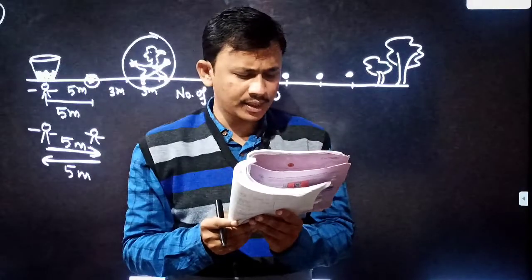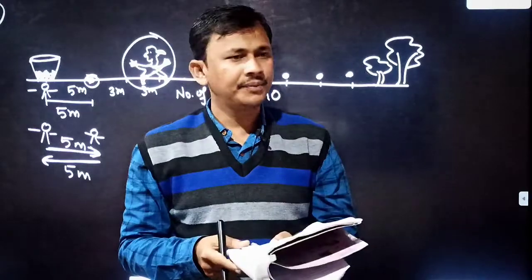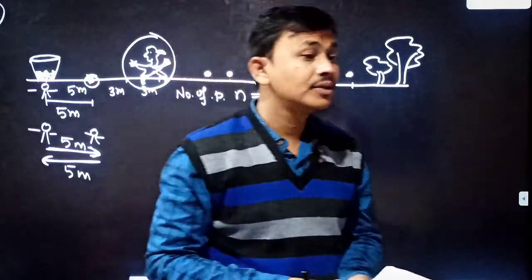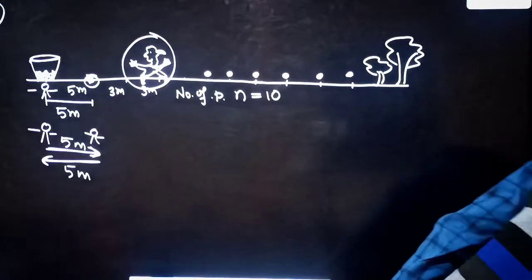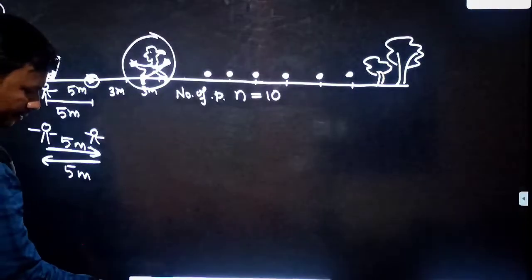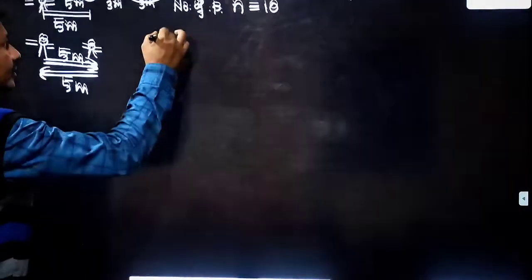What is the total distance of the competitor in the run? Correct? What is the total what? Distance. Total distance. They have given a hint. What is the hint here? To bring the first potato, what is the distance? 10 meter. Correct? 10 meter.